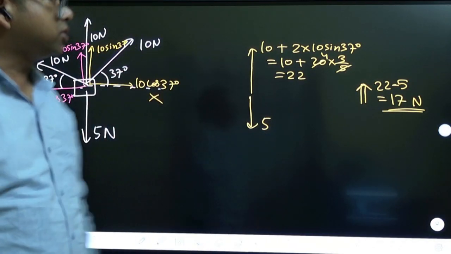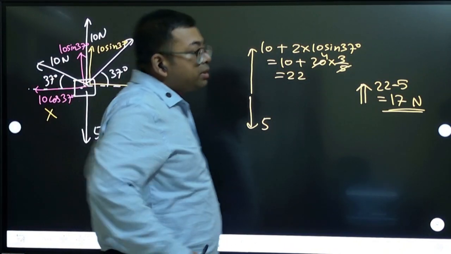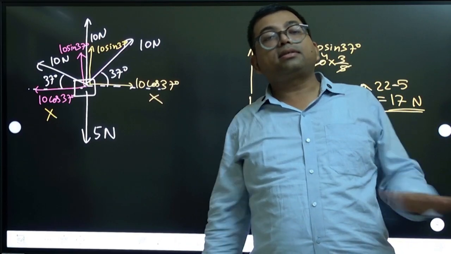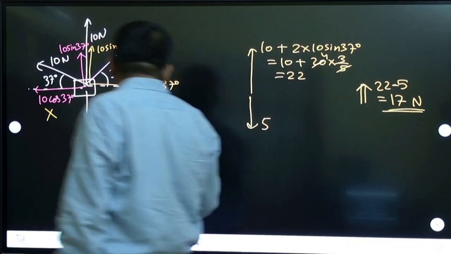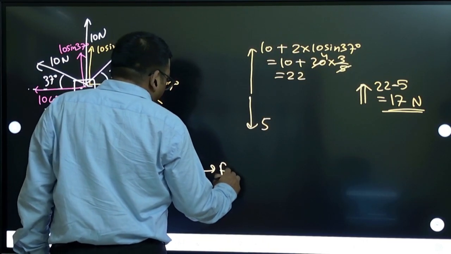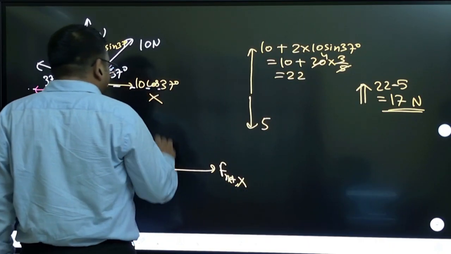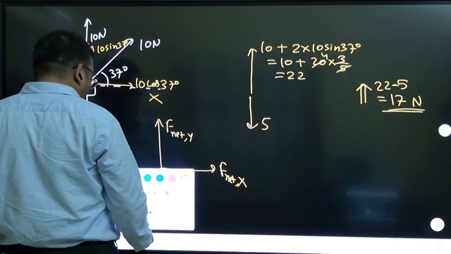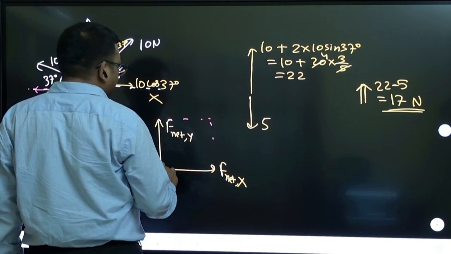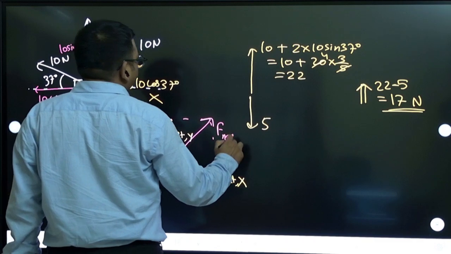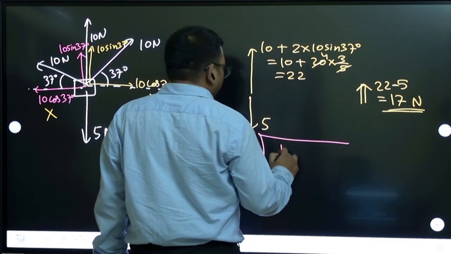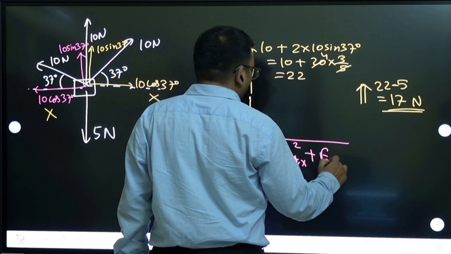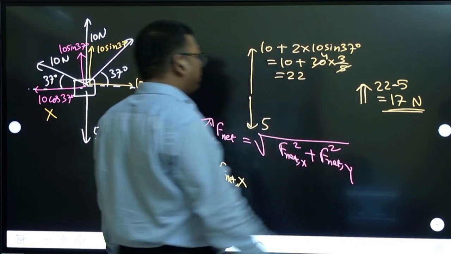This is the application. So you can see, you can do it anyway, right? It's quite easy to do that. You can resolve all the forces along the x-axis and along the y-axis, find the net force along the x-axis, then calculate the net force along the y-axis. They may be positive or negative, we do not know. But after calculating this, you can draw this and make this rectangle, which is the net force. So this net force is root under net force along x-axis square plus net force along y-axis square. Like this you can do it.